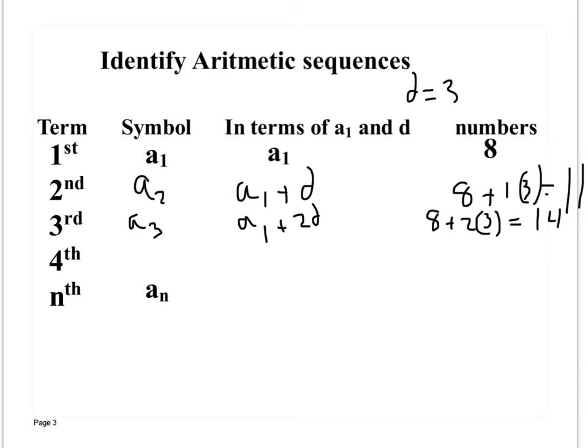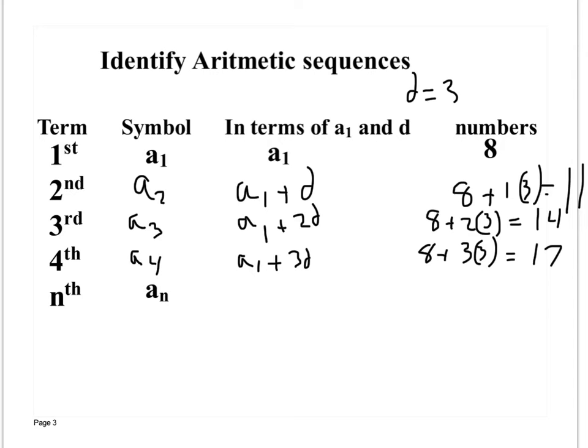The fourth term, anyone have a guess what the symbol is going to be for it? A4. In terms of A1 and D, what's it going to be? A1 plus 3D, which is 8 plus 3 times 3, which is 17. This chart continues on in the book, but we're going to stop here and go all the way to the nth term, meaning it could be the 9th, the 15th, n could be any number. If I want to identify it in a sequence, I change it into whatever I want. AN is the symbol we use for the nth term.